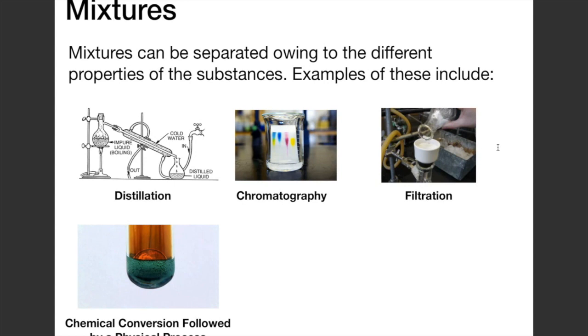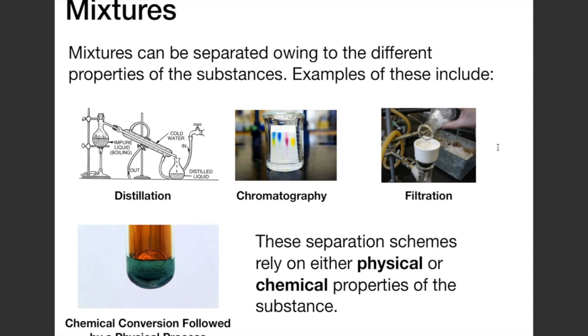Finally, we can use a chemical conversion followed by a physical process. So in this case of this penny, we can change the copper in that penny to a different form of copper and then perform a distillation or a chromatography or filtration to help separate out that copper from the rest of the material that's in there. All of these separation schemes rely on either a physical or a chemical property of the substance. And we're going to define those in a minute here.